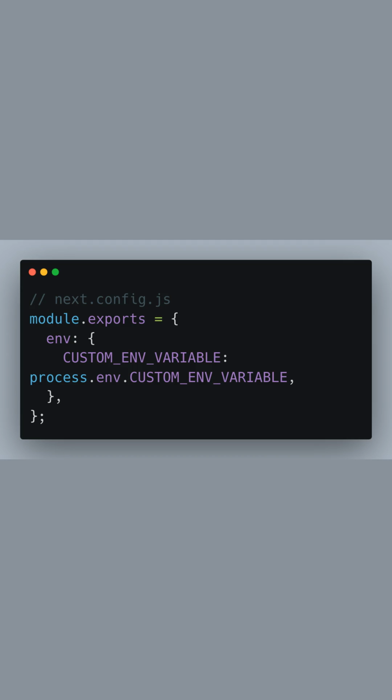We begin by configuring our Next.js application to expose environment variables. Here in the next.config.js file, we have an env object where we specify which environment variables should be available in the browser. The key custom_env_ variable is set to the value of the environment variable with the same name from the Node.js environment.